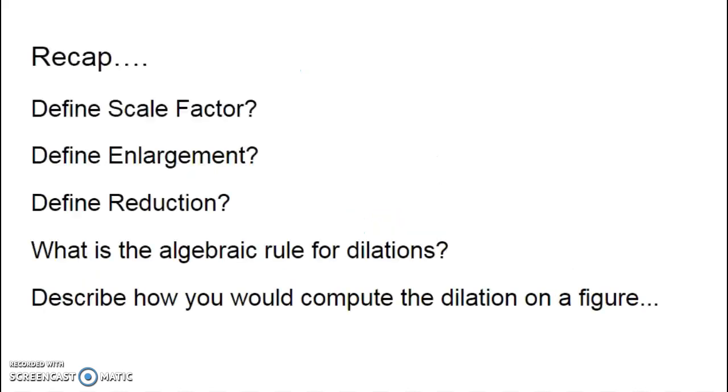First, I want to recap what we've already been over. I want you to think to yourself and look in your notes and think about what you know about scale factors. I want you to think about and define enlargements, reductions. I want you to visualize and think about the algebraic rule for dilations. What does that look like? And describe how you would compute the dilation on a figure. Those are all the things that we've been over.